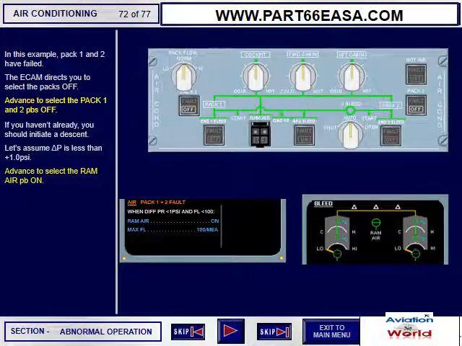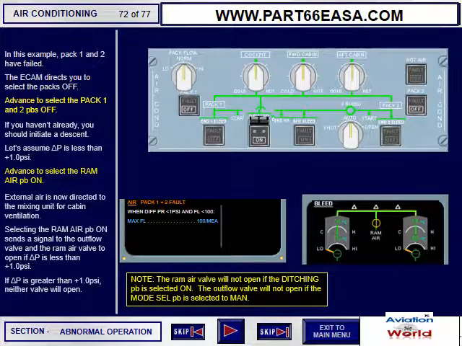Advance to select ram air push button on. External air is now directed to the mixing unit for cabin ventilation. Selecting the ram air push button on sends a signal to the outflow valve and the ram air valve to open if delta P is less than +1 psi.